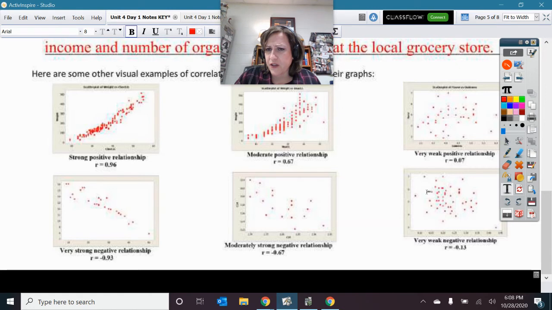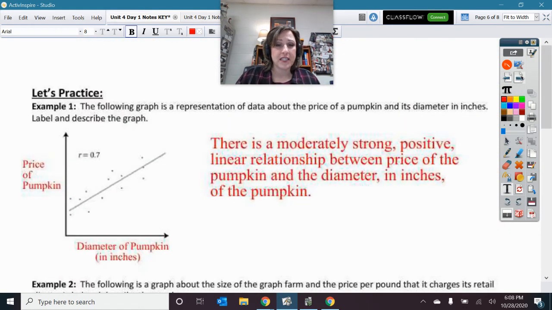Negative 0.13. Okay. Oh, you know what? Probably that little one down there in the bottom right is what's making it look negative. If there wasn't that one down there in the bottom right, I'd probably just see this big blob and think there was no correlation. All right, moving on. Let's practice it. Here we go.